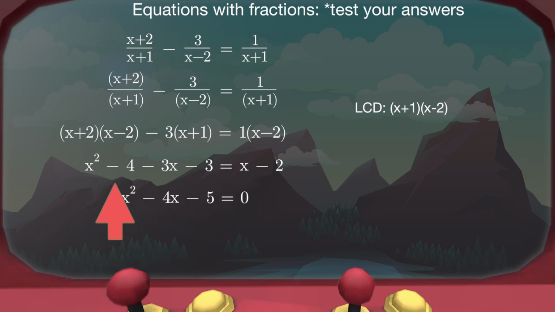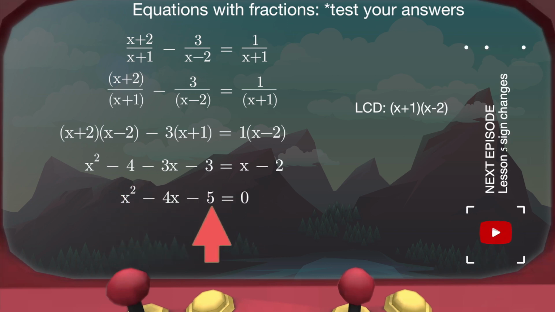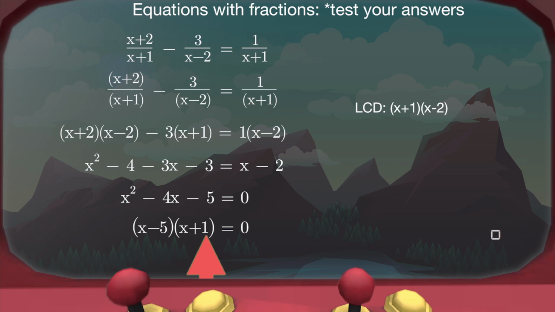This again is a quadratic equation, and I'm going to factorize this trinomial, and then I end up with x minus 5 times x plus 1. So this is the zero product rule. What makes this bracket a 0? When x is equal to 5. And what makes this bracket a 0? When x is equal to minus 1. Okay, so here are our x values, and now we have to test our answers.